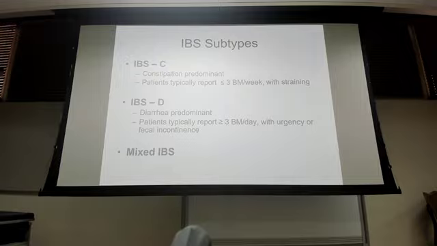Urgency and fecal incontinence. Notice that both subtypes, we didn't just say the number, also included with those other symptoms. Are they straining with less than 3 bowel movements a week? Okay, we're thinking IBS-C. If they have urgency, i.e., gotta go, close to a toilet, or incontinence with greater than 3 per day, then we're looking at IBS-D, or mixed, a little bit of both. And that's important to categorize your IBS patients because treatment's going to be different. We're not treating diarrhea, we're treating IBS-C predominantly.